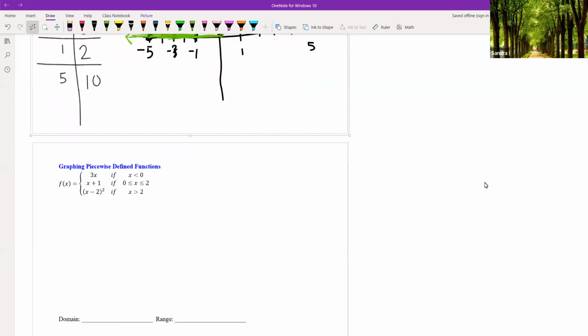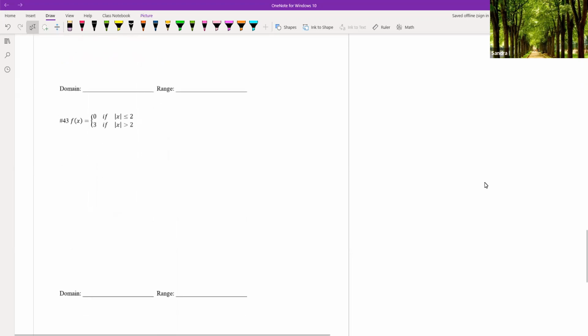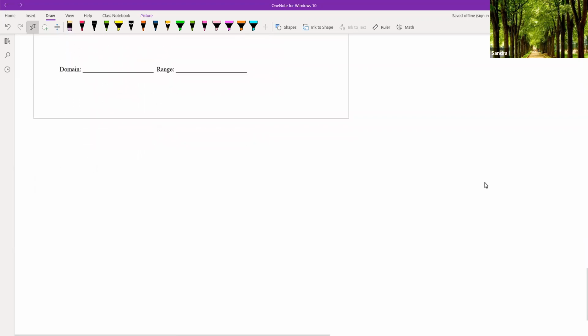Okay, the next part that I need to talk about is piecewise defined functions. We have talked about piecewise defined functions in the previous section. We talked about how to evaluate piecewise defined functions, but we really didn't graph them. So today we're going to learn how to graph them. And so let's go ahead and move on to this one.